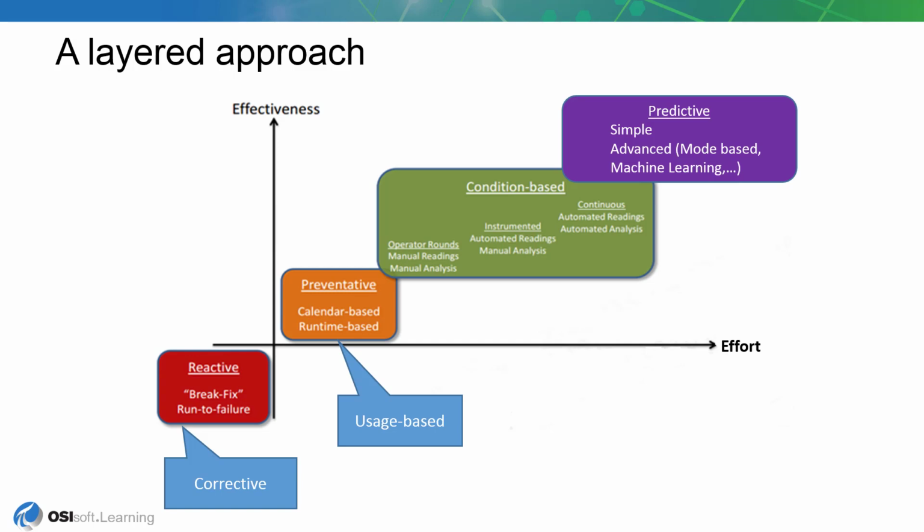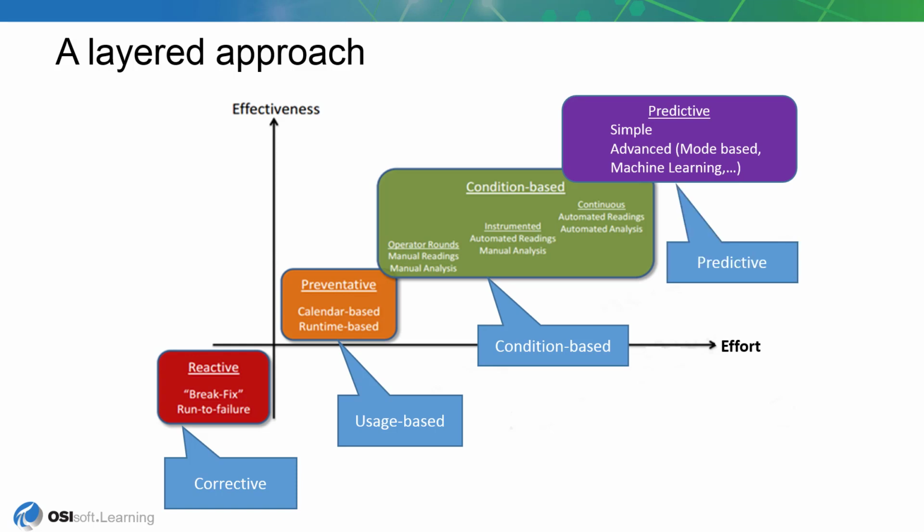So in the next layer, which takes a little more effort, you monitor a metric that is better correlated with asset health, such as vibration, bearing temperature, and others. And the last layer is predictive, which takes more effort to implement than usage and condition assessment. And even here, it depends on simple predictive methods versus advanced predictive methods. We will expand on all those later in the course.